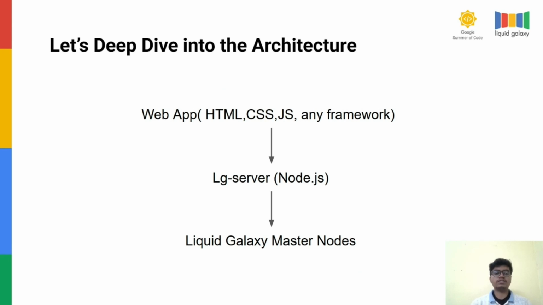Now let's come to the architecture. On the top of the architecture, we have our web application, which is based on HTML, CSS, JS, or any framework. The next thing is LG server, which is based on Node.js. And at the bottom, we have the Liquid Galaxy master node. Our web application interacts with the LG server via API calls, and LG server interacts with the LG master node via SSH. And finally, the master node interacts with the slave nodes. So this is the whole architecture of the system.